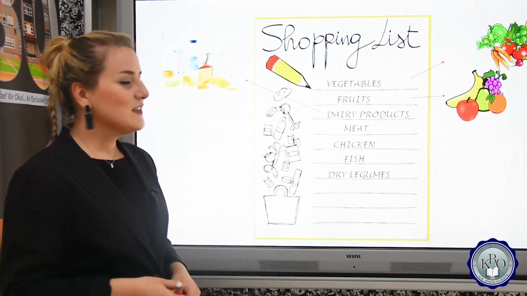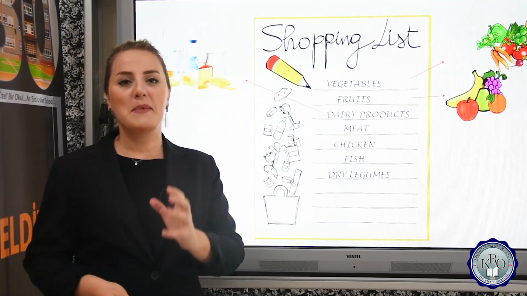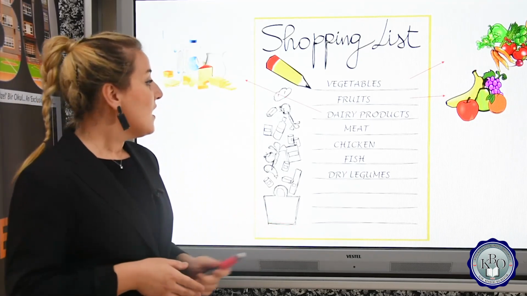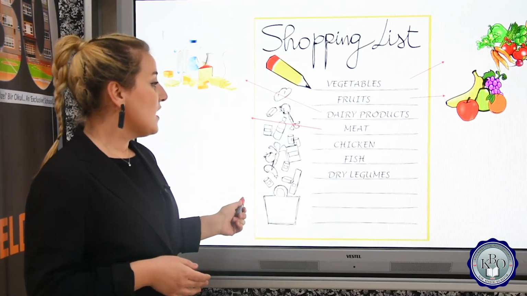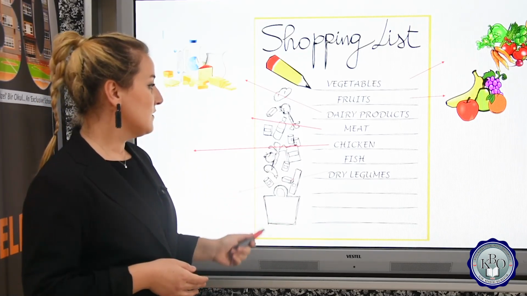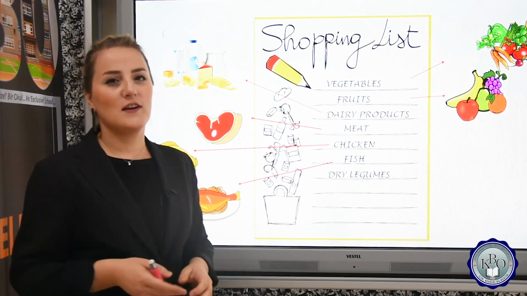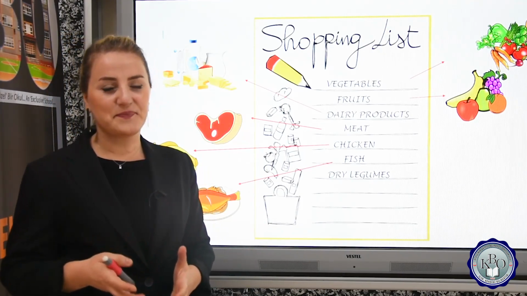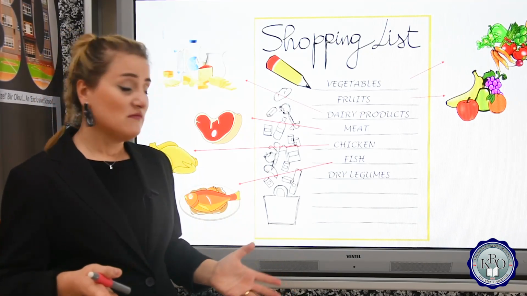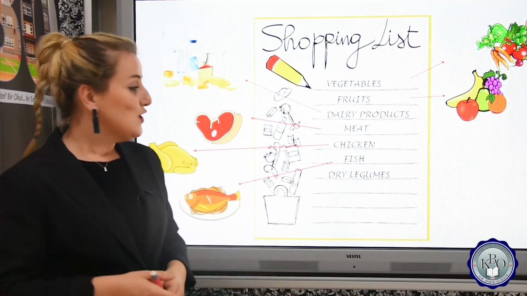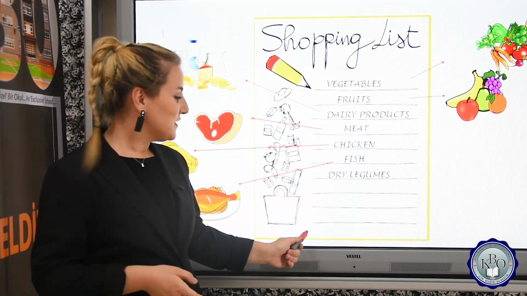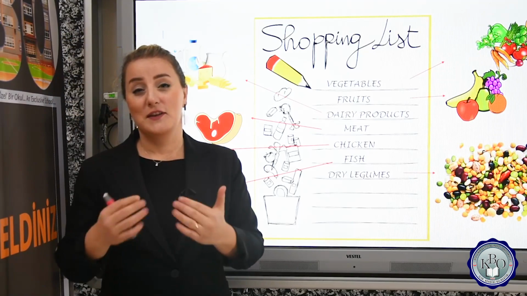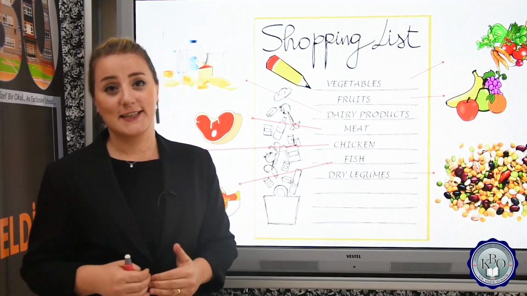And dairy products, actually dairy products mean milk products. For example, cheese, yogurt, or just milk. And we have 3 different types of meat here: meat, chicken, and fish. As you know, while we are talking about meat, we are talking about steak or beef. Chicken is chicken, and fish is fish. So, what about dry legumes? What are they? Dry legumes are the dried foods that we keep in stores in our kitchens.